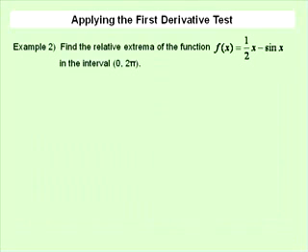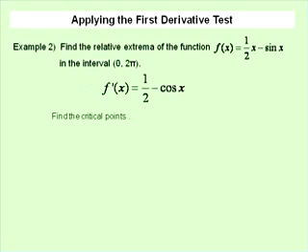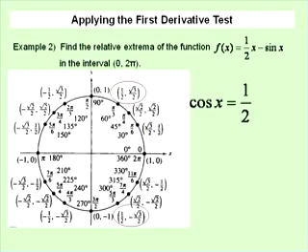Find the relative extrema of the function f of x equals 1/2 x minus sin x in the interval from 0 to 2 pi. First, we need to find the critical numbers, so we'll begin with the derivative. The derivative of this function is f prime of x equals 1/2 minus cosine x. So for finding the critical points, we'll set this equal to 0 and solve for x on the interval from 0 to 2 pi. This means we're looking for the points where cosine x equals 1/2.